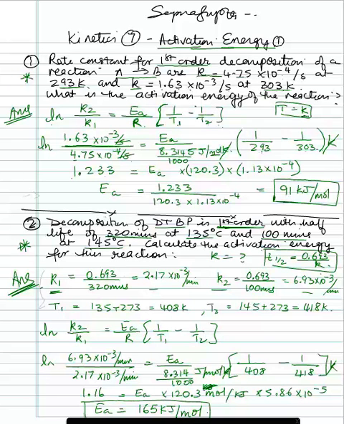The last part is the same as what we did before in the previous problem. The only change here was that we had to calculate K1 and K2 for us, because we were given only the half-life, not given Ks.